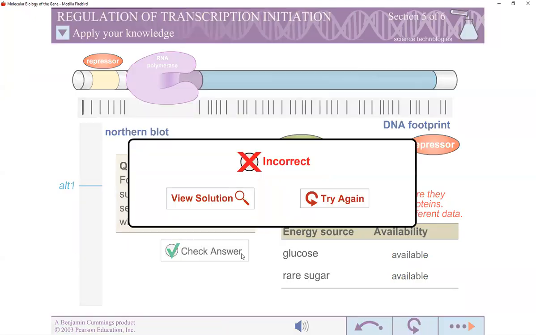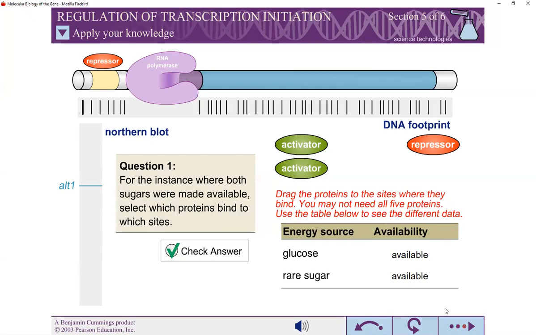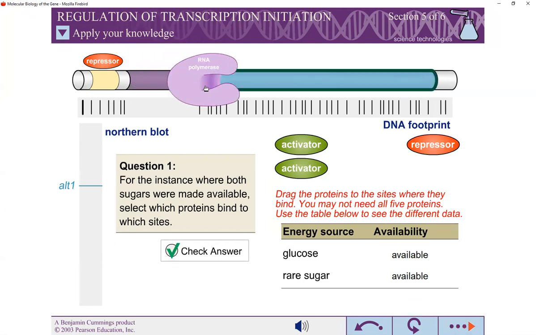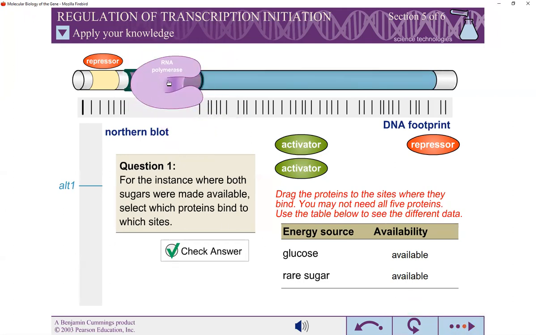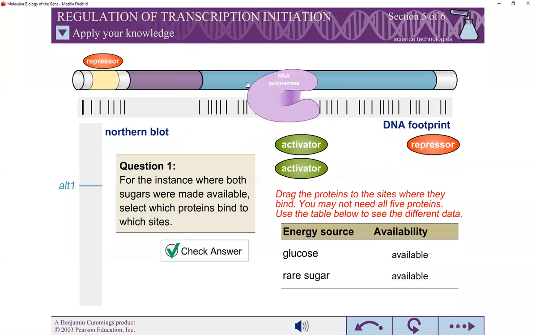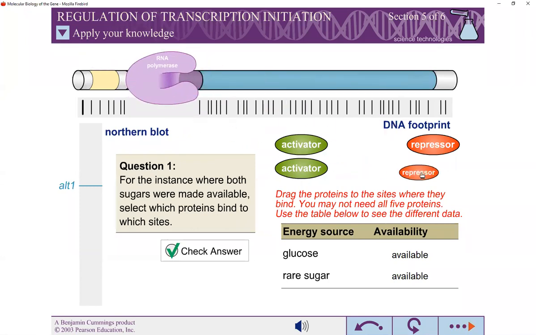Let me check. Incorrect. Let me see what they wanted to say. RNA polymerase is going to bind to the promoter region, and this would be the promoter region, but there might be no repressor. Correct.